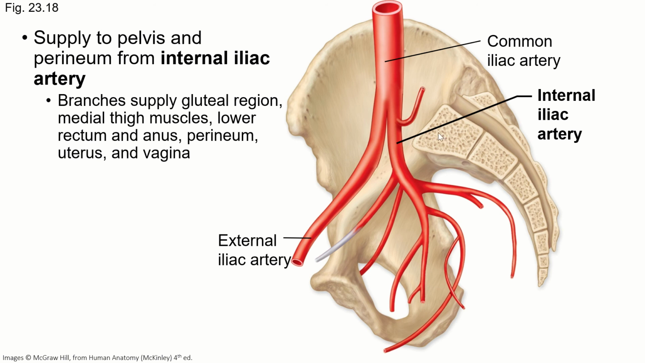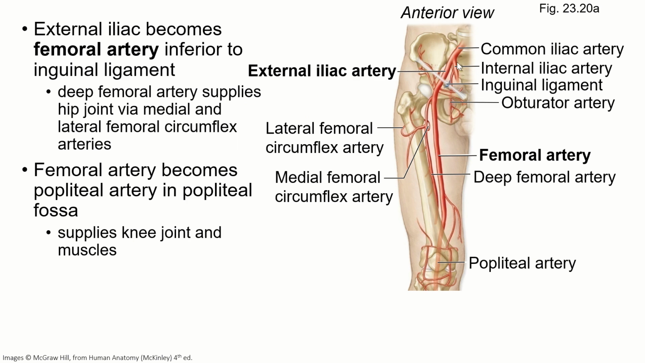Here's the sacrum. The internal iliac artery is then going to make a bunch of branches that flow throughout this gluteal region, the medial thigh muscles, the lower rectum, the anus, the uterus, the vagina, all of those things. The external iliac is going to become the femoral artery and pass down along the femur. And it's going to supply blood to the hip, to most of the muscles of the legs.